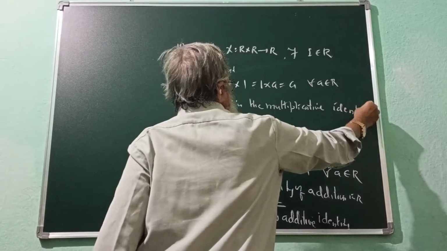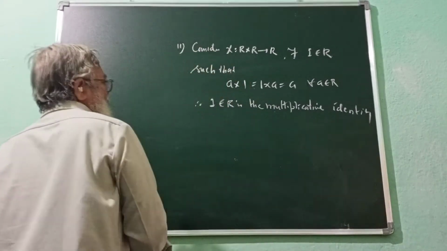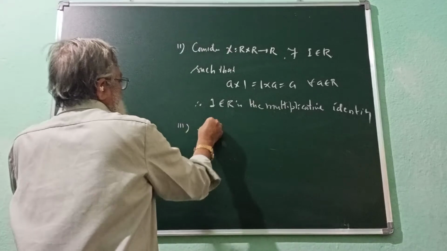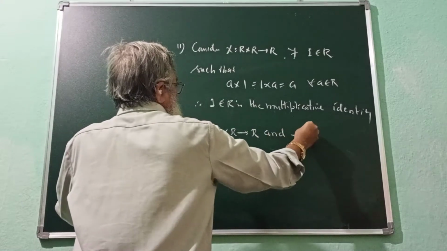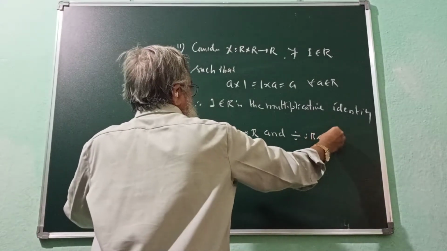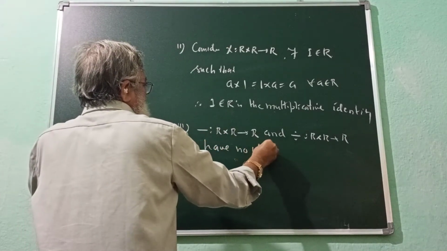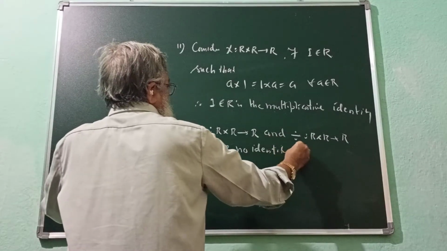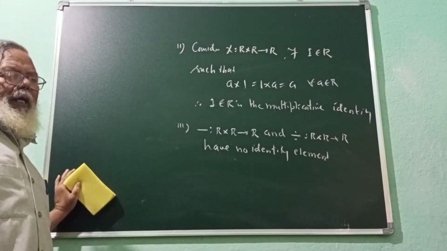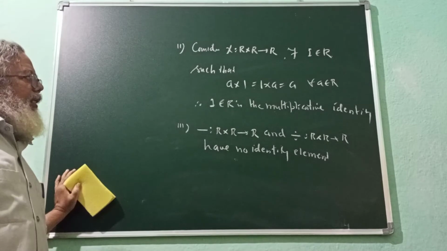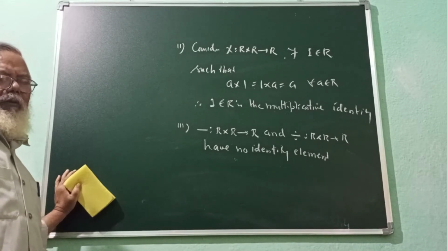Now, if we consider minus and division, they don't have an identity element. That is, minus from R cross R to R and division from R cross R to R have no identity element. Similarly, depending upon the binary operation, different binary operations have different identities, such as the additive identity and the multiplicative identity.